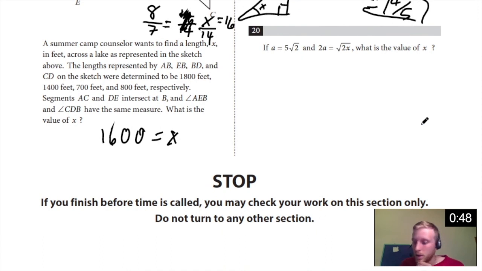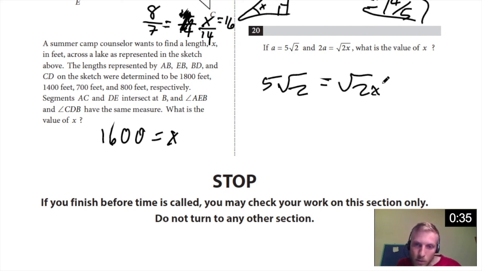All right, question 20, last question. Looks like we have less than a minute. A equals the square root of 5 times the square root of 2, and a equals the square root of 2x. What is the value of x? So square root of 5 times the square root of 2 is equal to the square root of 2x.